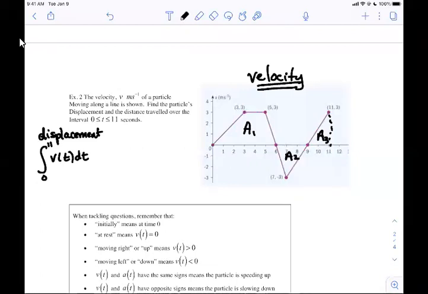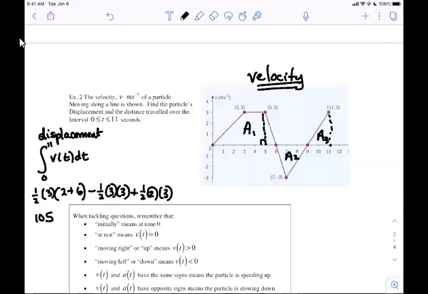One half the perpendicular height times the sum of the parallel bases. So isn't the height 3? And then this is 2 plus 6. Then I'm going to subtract 1/2, the base is 3, and my height is 3, plus 1/2, the base is 2, and the height is 3. So when you do that, you get 10.5, and this is meters squared.